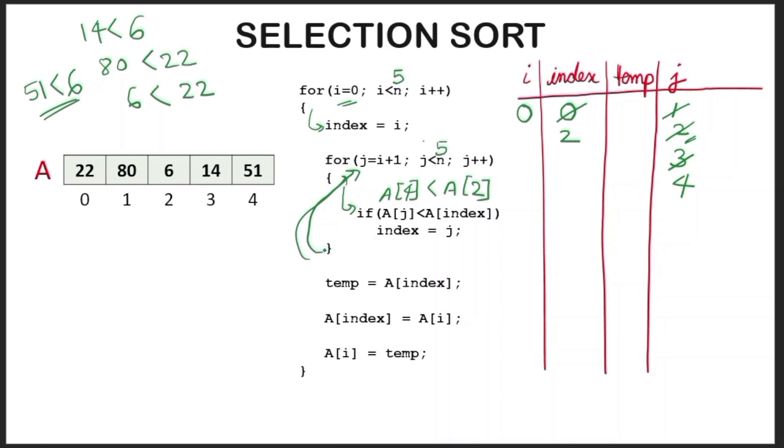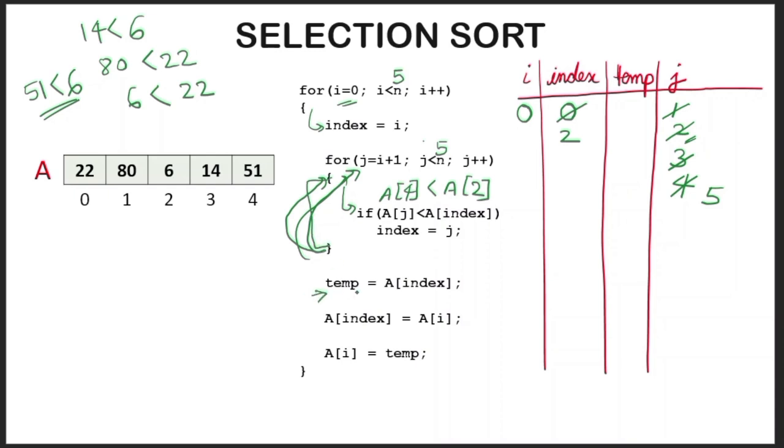So we will not update index value, and we will increment j. J is incremented to 5. Now is 5 less than 5? False. The condition is false. So we will come out of the inner for loop. This is your inner for loop. We will come out of this and execute this statement.